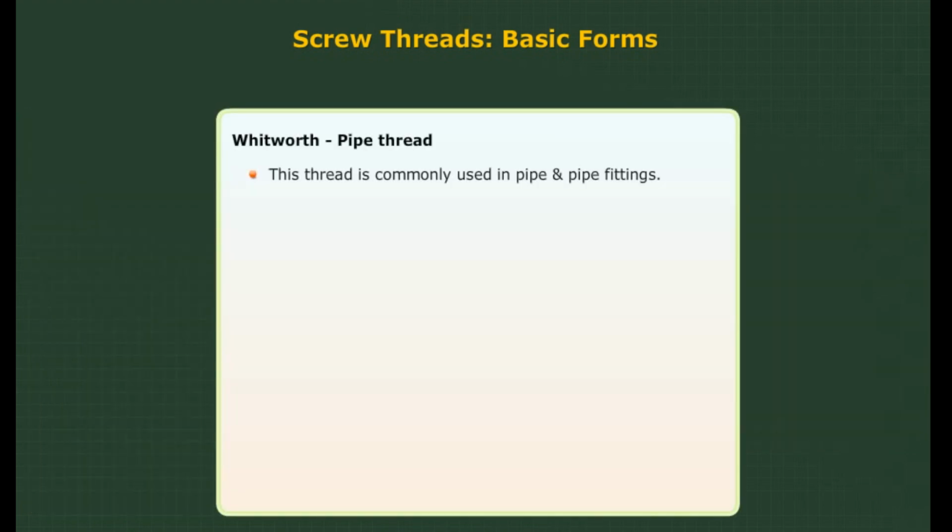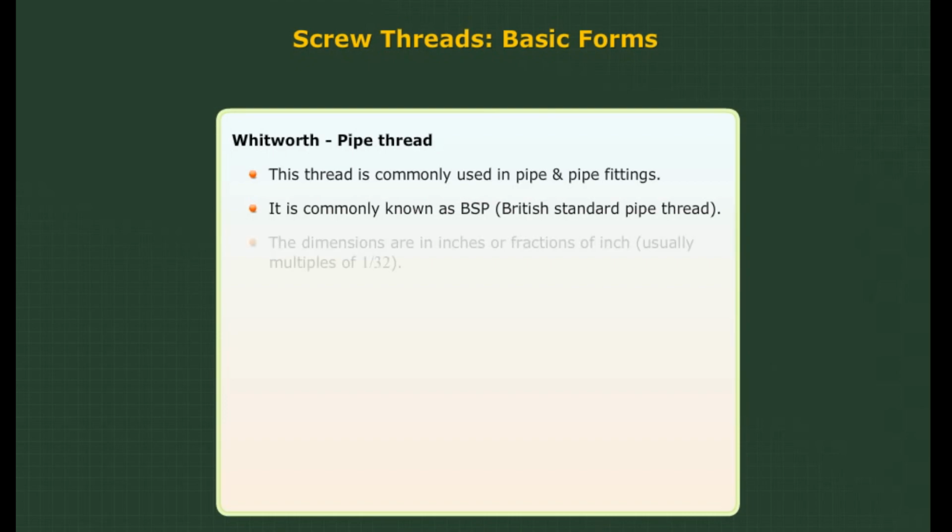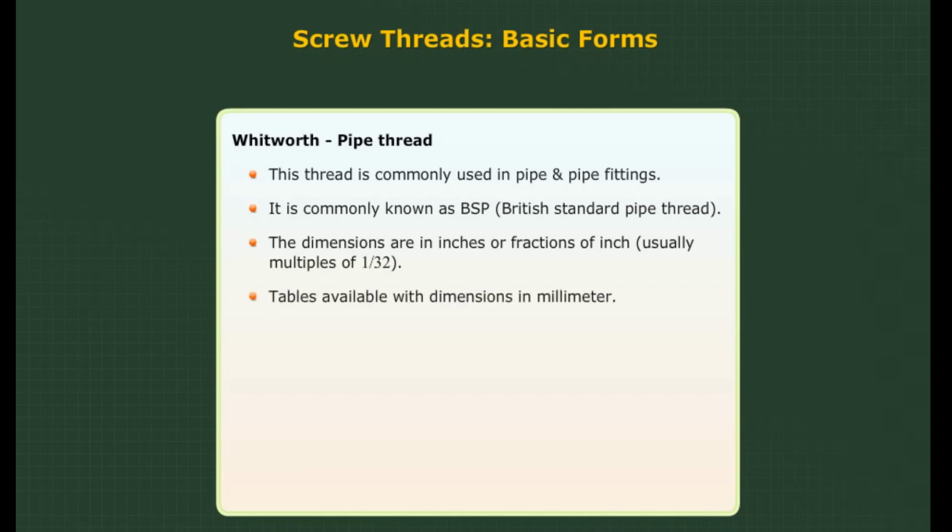Coarse. As the name implies, this thread is commonly used in pipe and pipe fittings. It's commonly known as BSP, British Standard Pipe Thread. The dimensions are in inches or fractions of inch, usually multiples of 1 by 32. Normally, tables are available with dimensions in millimeter. The crest angle is 55 degrees.